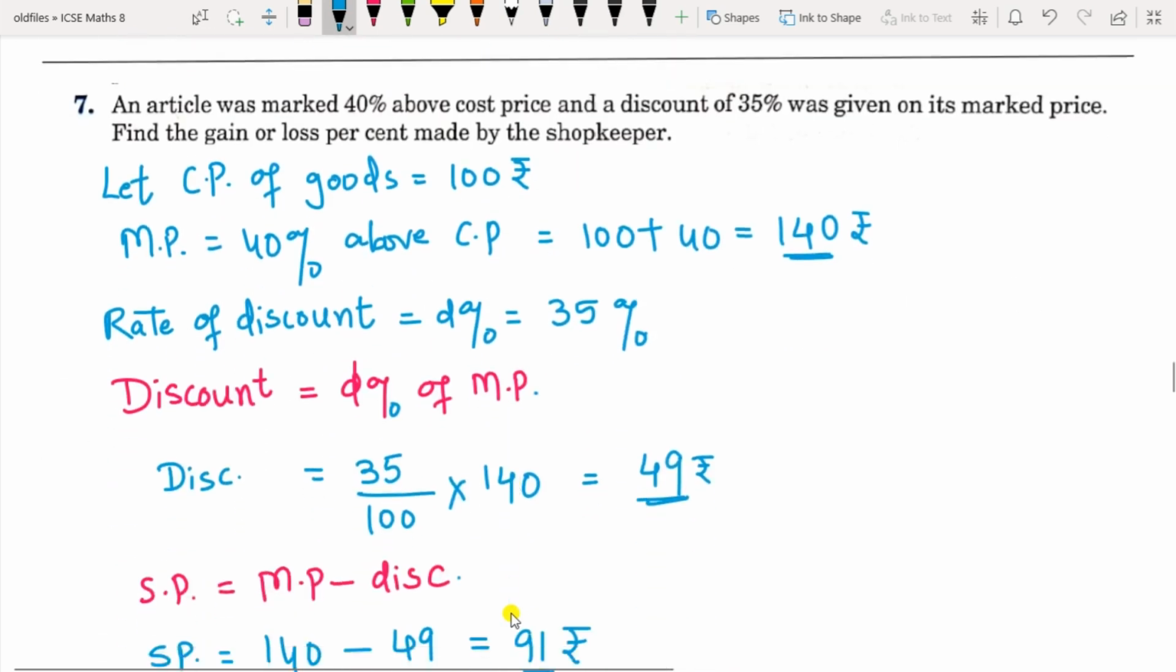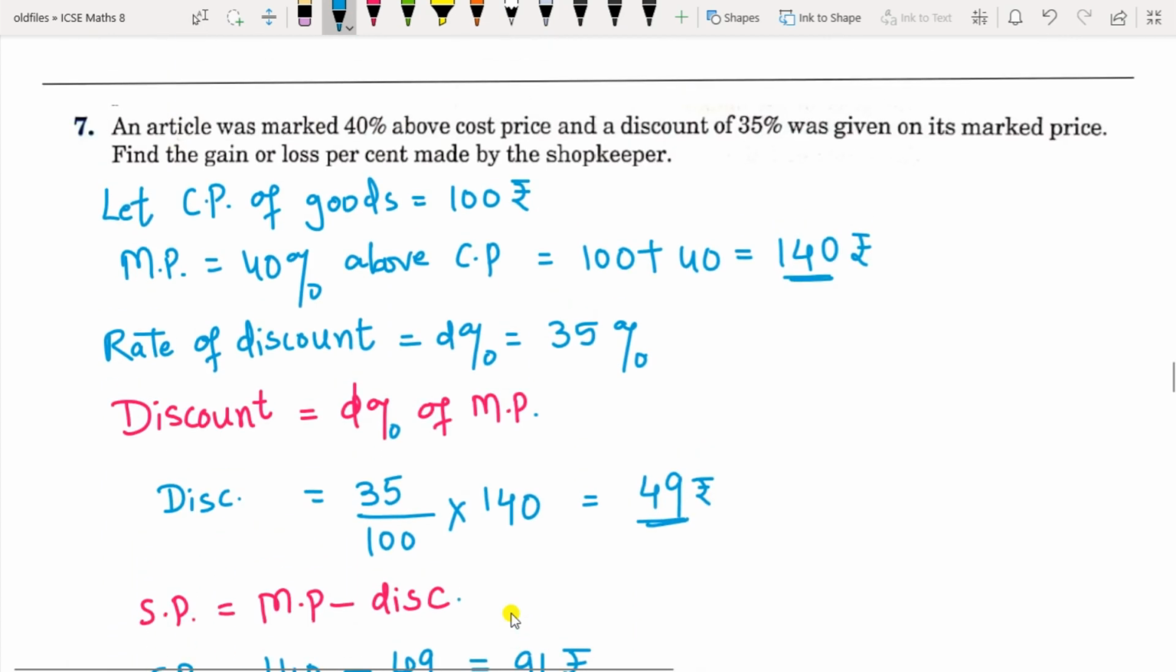Right? Question 7 is same as question number 6. Article was marked 40% above cost price and a discount of 35% was given on its mark price. Find the gain or the loss percent made by the shopkeeper. So let the CP of the good be 100 rupees. Mark price is marked as 40% above CP. So it will be 100 plus 40. That gives 140 rupees as the mark price.